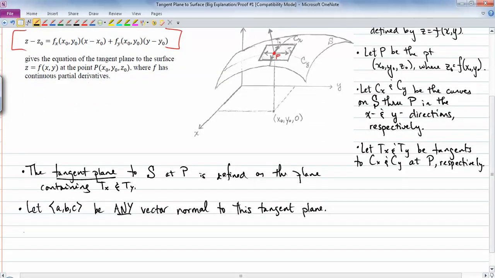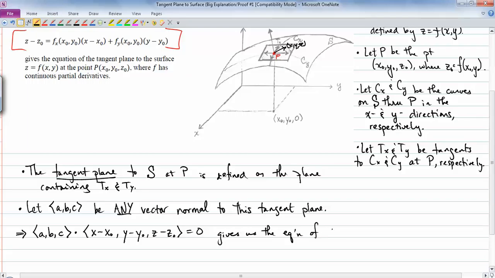So then we can say, therefore, ABC dot, and then we choose a general point in this plane, x, y, z. I'll probably erase that in a minute so it's not in the way. But that means that ABC dot (x minus x naught, y minus y naught, z minus z naught) equals 0. That gives us the equation of the tangent plane.